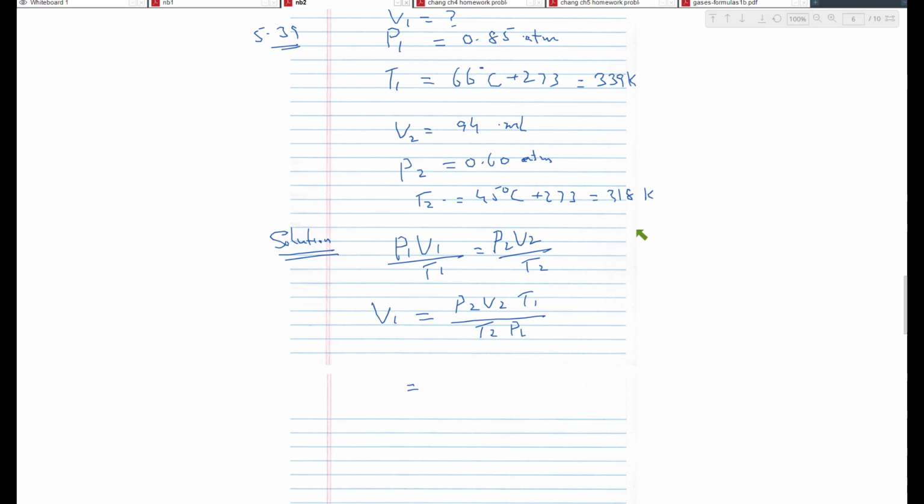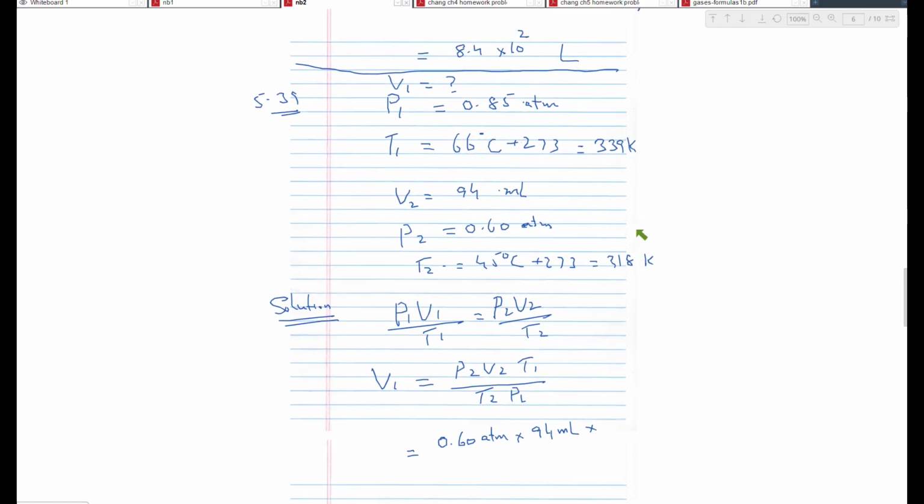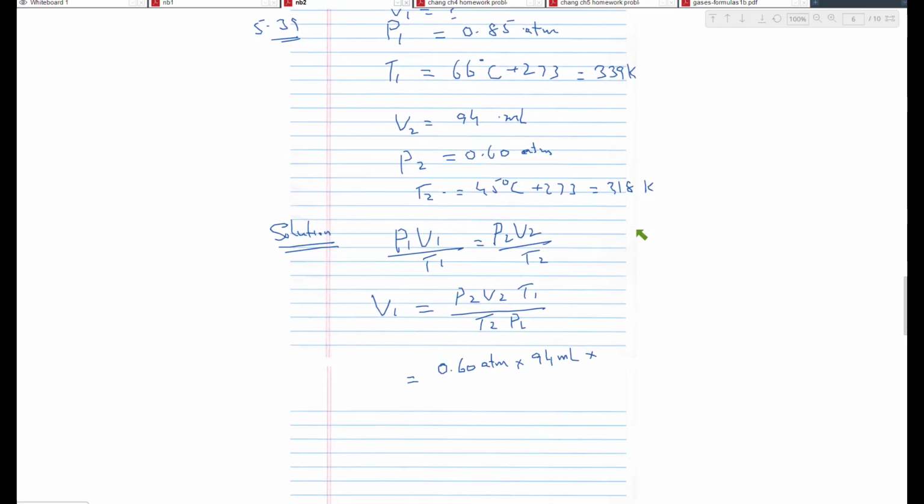What is the P2? P2 is 0.60 atmosphere. What is the V2? 94 ml. T1 is 339 Kelvin. T2 is how much? 318 Kelvin. And P1 is 0.85 atmosphere.